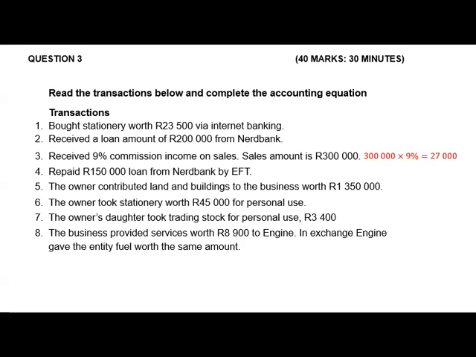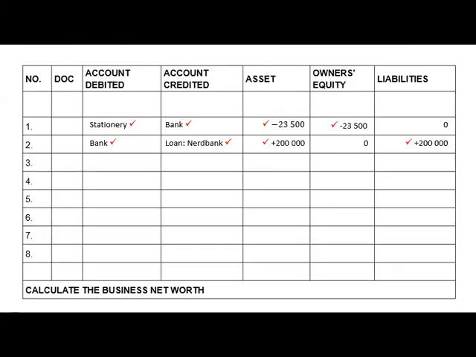Number 3, we received commission income on sales. So we had to calculate 9% of sales, and that gave us 27,000 rand. I am going to debit the bank and credit commission income. Assets increase and commission income increases owner's equity.